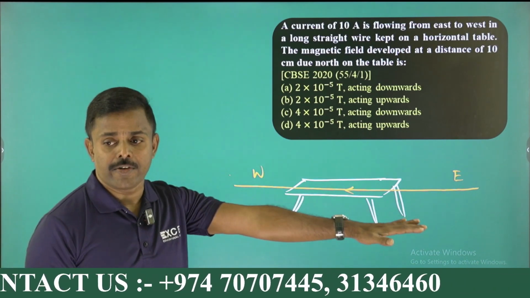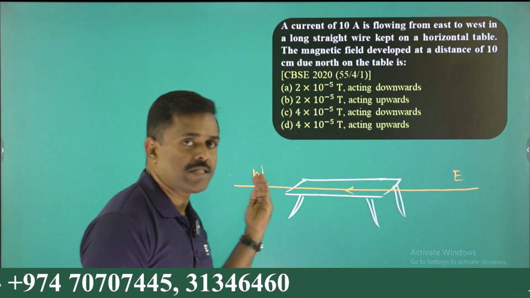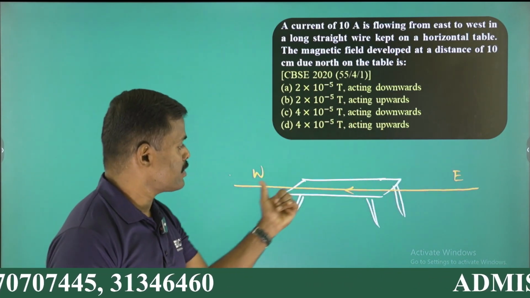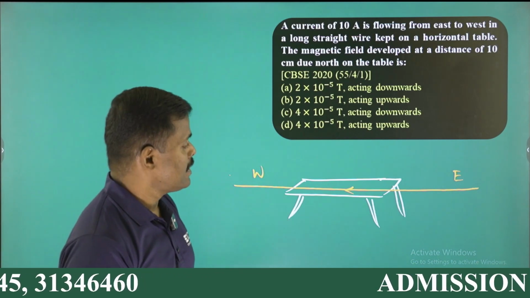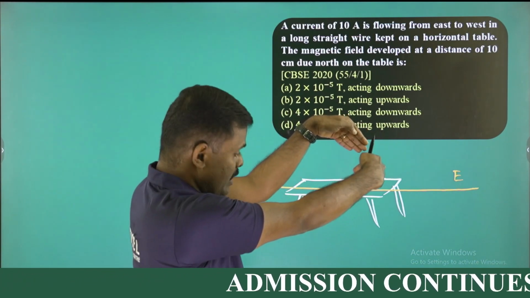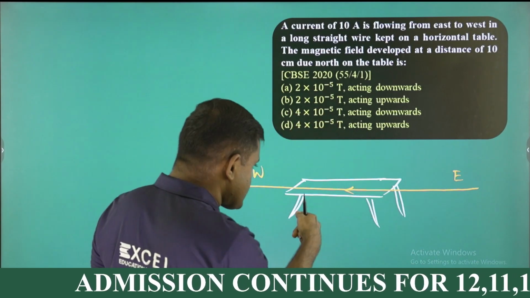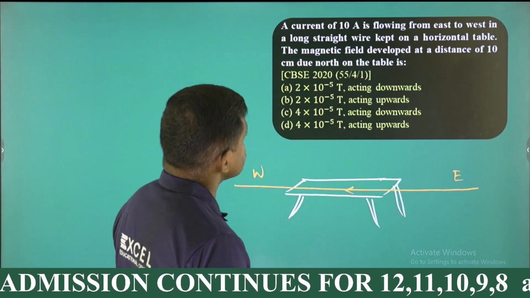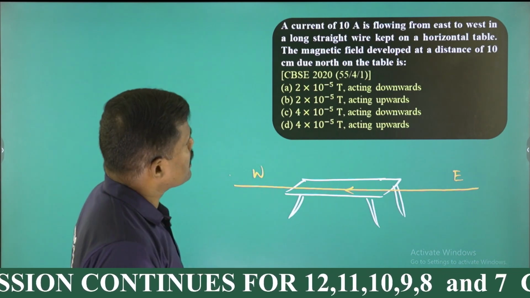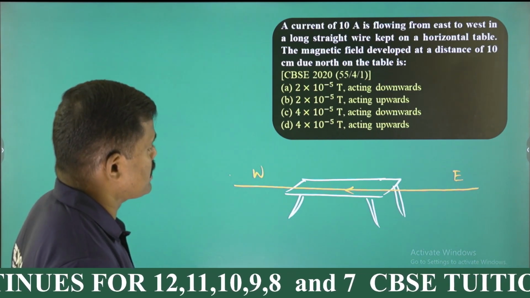On the table you have kept a wire. The wire carries a current from east to west. East is on the right side, west is on the left side. Okay. Right. And on the other side of the wire it is north and this side of the wire is south. All right. That side is north, this side is south. Okay. And the magnetic field developed at a distance of 10 centimeter due north on the table is.